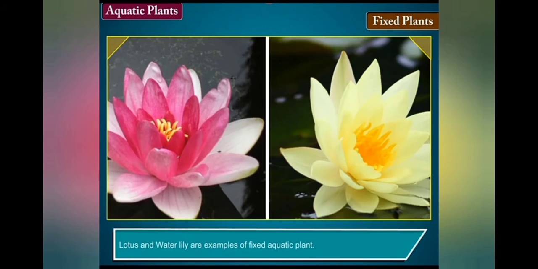So lotus and water lily are examples of the fixed aquatic plants. Okay children, so here are the two examples of the fixed aquatic plants. So, clear with terrestrial plants and aquatic plants. So now let us go through our textbook.